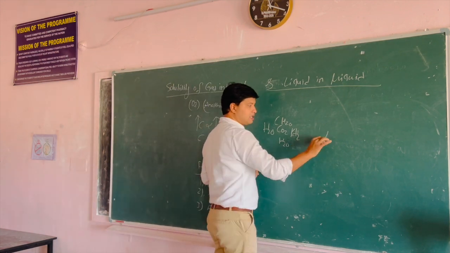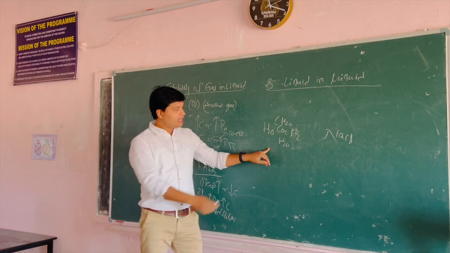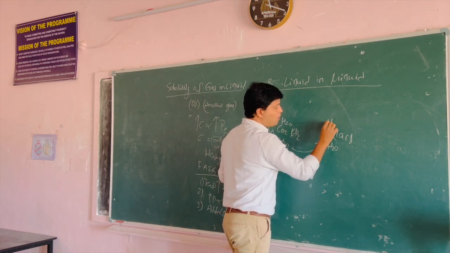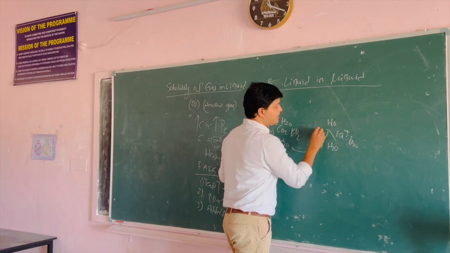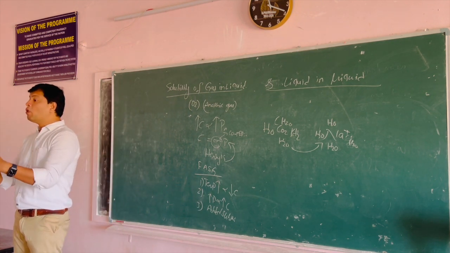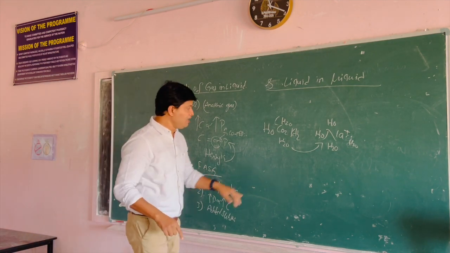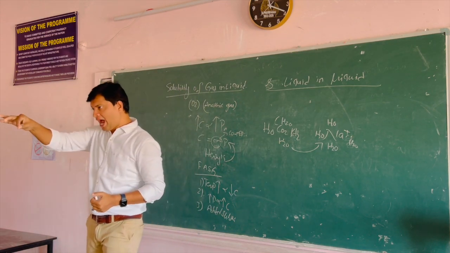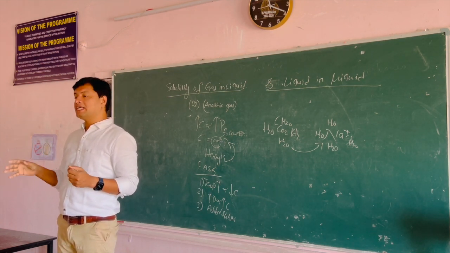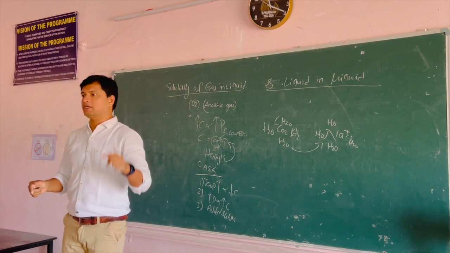The naughty thing is, when you add NaCl, water will become cheating. It will leave carbon dioxide and go and form an association with NaCl. Means NaCl has more affinity towards water, or water has more affinity towards NaCl than carbon dioxide. That is the reason when you add salt to soda, all the carbon dioxide comes out. Salt is coming in, carbon dioxide is going out, hence the nomenclature is salting out effect.